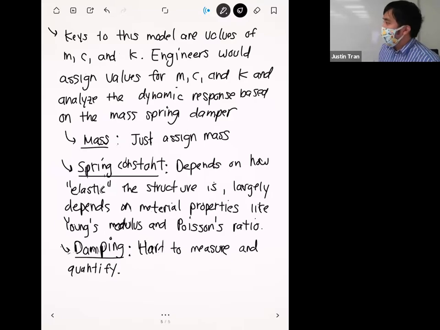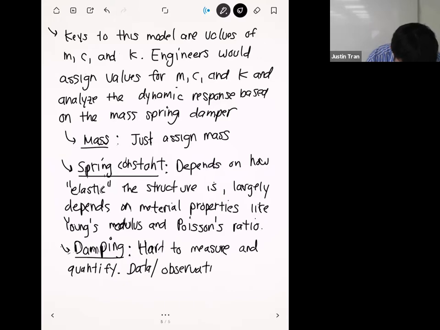And so before the age of finite elements, the way damping was usually determined was from data and observations. Right. But people did it before, right? And so they basically did some trial and error, and they were able to come up with some good values for damping in certain situations. Okay. And so, if you can assign these three constants, then you can reasonably predict the dynamic response of a certain structure.